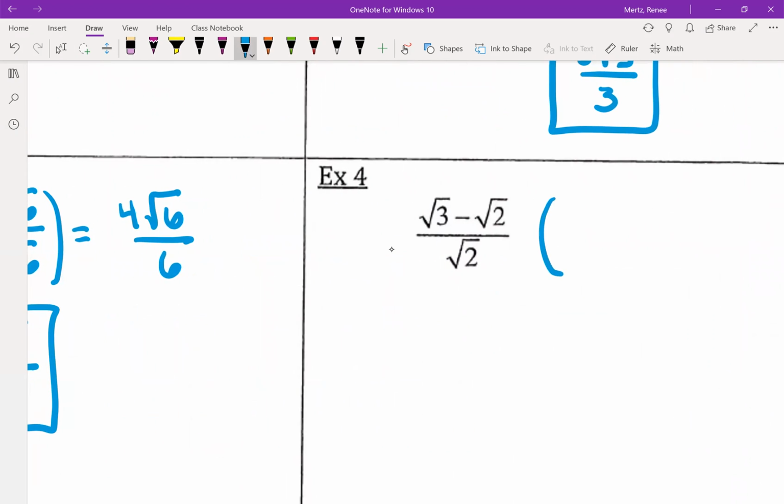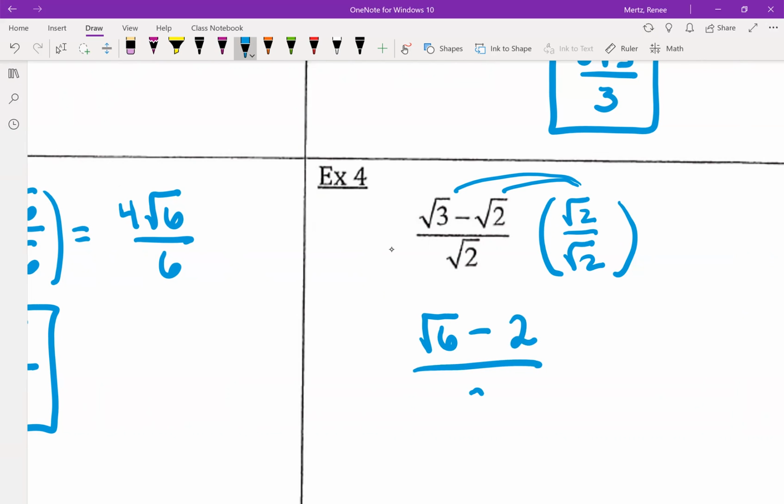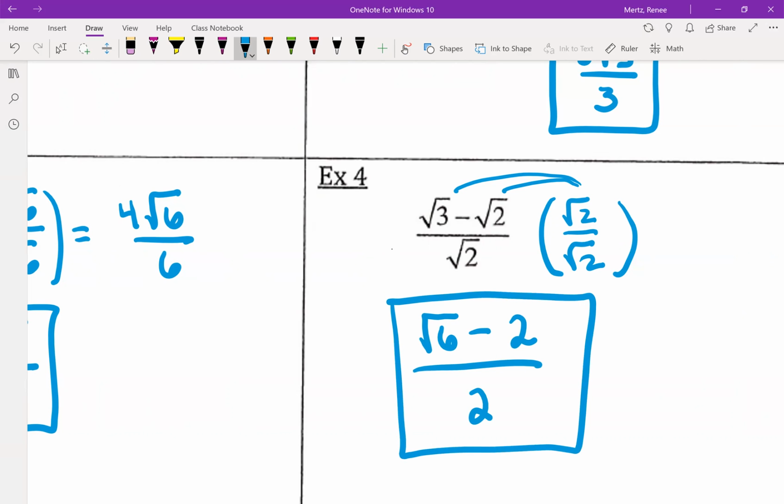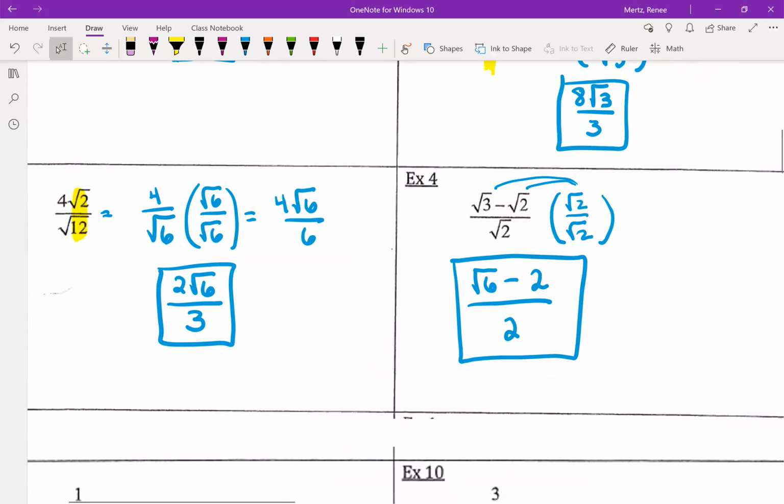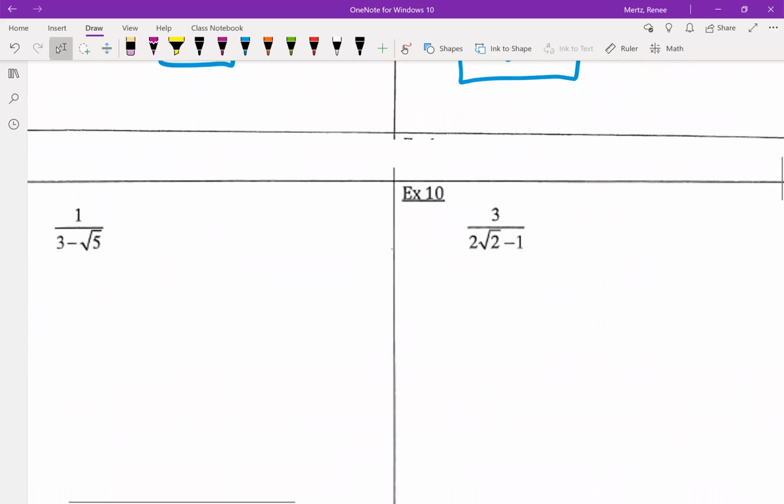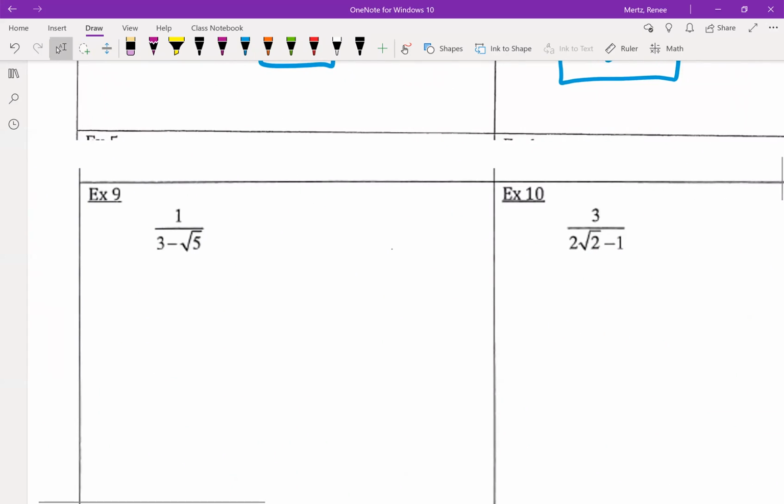For example 4, we're going to multiply the top and the bottom. This time, the top is a binomial, so we have to make sure we distribute this back to each piece. We're going to multiply the radical 3 times the radical 2, and we're going to get the square root of 6 minus radical 2 times radical 2 is 2, all over 2. So those were the easier ones, and then they get a little bit more complicated.